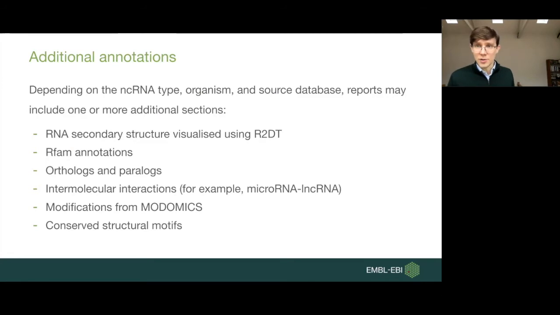Depending on the RNA that you're looking at, you will find additional information on different types of pages. For some sequences, you will also see secondary structure visualizations. You will see orthologs, paralogs, RNA family classifications using RFAM, modifications, conserved structural motifs, and even intermolecular interactions. So for example, you can see which microRNA interacts with which long non-coding RNA, or which microRNA regulates which protein, which is also something that you can see directly in RNAcentral.